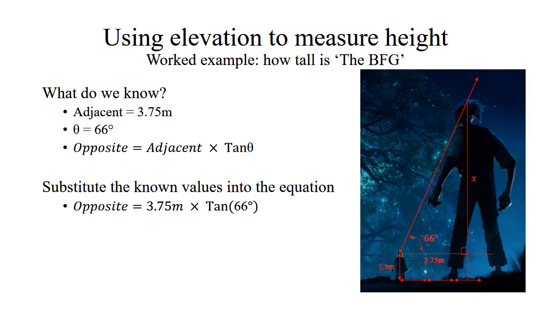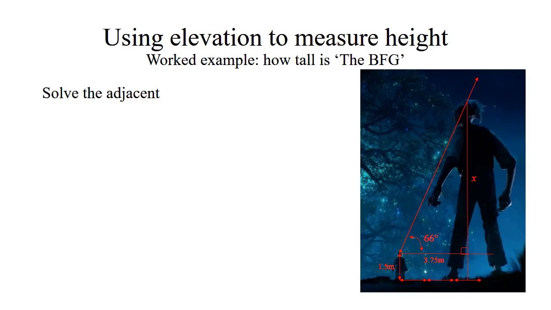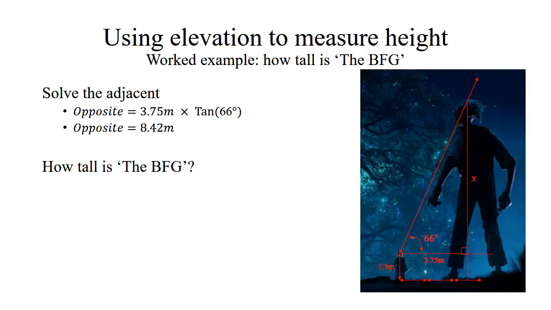So now that we know our values and our equation, we're going to substitute the values that we know into our equation, which you can see down here. Next, we want to solve the adjacent. So we have our opposite is equal to 3.75 times tan of 66 degrees, and that gives us a result of 8.42 meters. So is this how tall the BFG is?